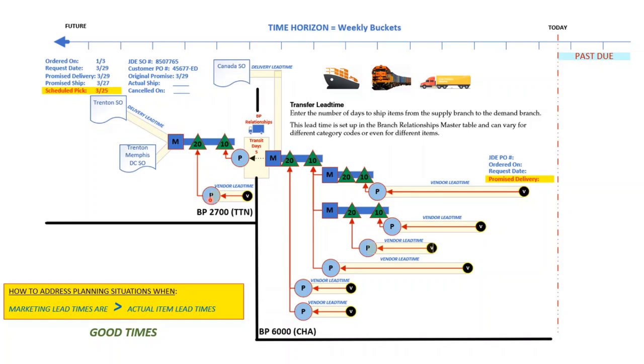One component we buy from a vendor that has a fixed lead time that we need to account for. The other component is a purchase item that we get from the other plant. And at the other plant, they make it. So in the branch plant relationships table, we need to account for the lead time that it takes to transport it from one plant to the other.